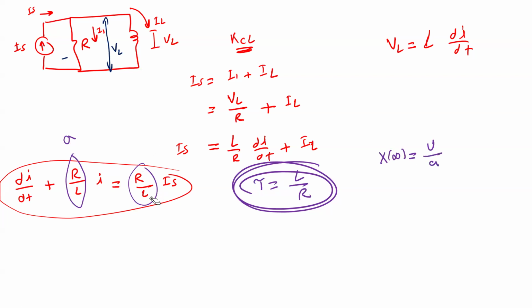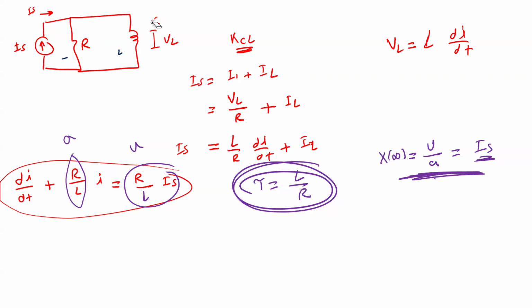Now if you see what x of infinity is, it's u divided by A. Remember, this is u, so actually it should equal IS. And this is the steady state solution. What does it mean? Look here, guys. It means all this current is going to go this way in steady state. Makes sense? So x of infinity is the steady state solution, which means all the current here is going to come here.